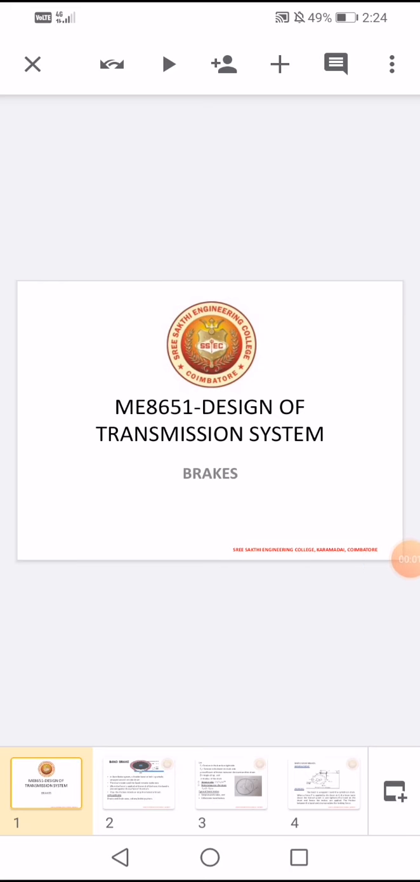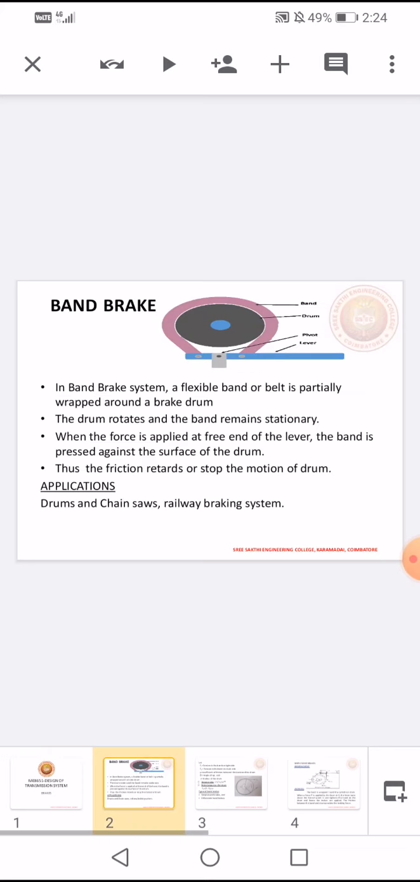Hi, today we are going to talk about the band brake system. This is the sample image of a band brake system. In the system, a flexible band or belt is used. It has a lever, fulcrum and band which is wrapped around the brake drum.